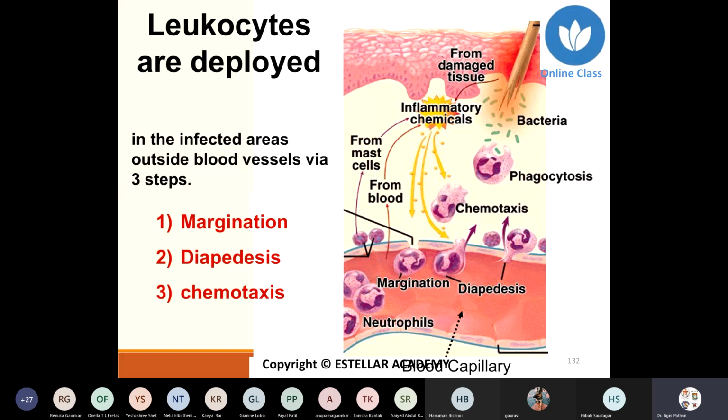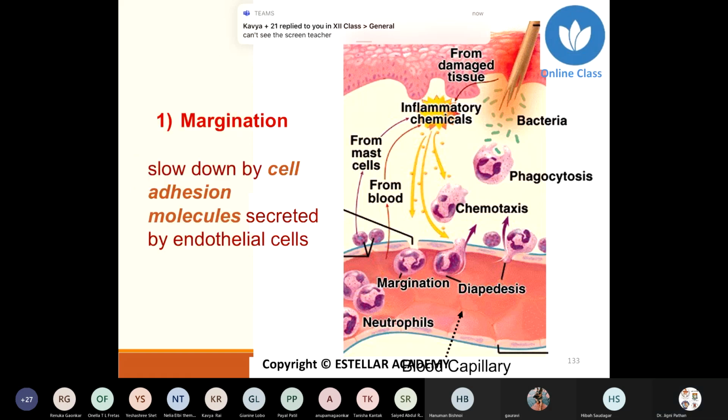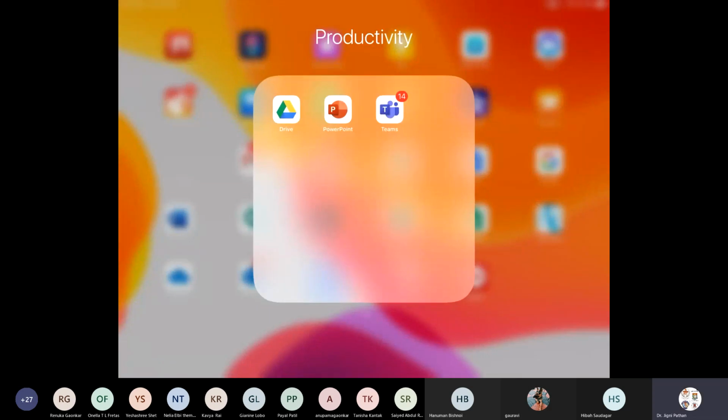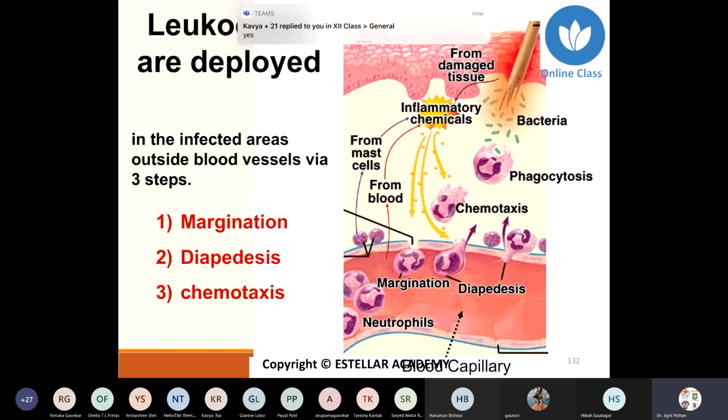The infected area outside the blood vessel by three sites. The leukocyte reaches the infected area. Can't see the screen. Now we can see, Kavya. Can you see it now, Kavya? Let me check. Relog in my system. Okay. Can see? Okay, fine. Today can see, cannot see. That's what is going on.